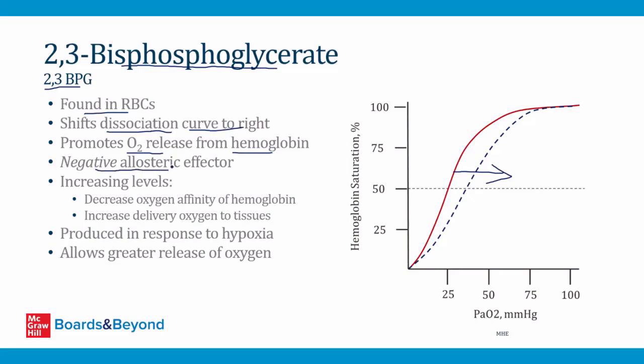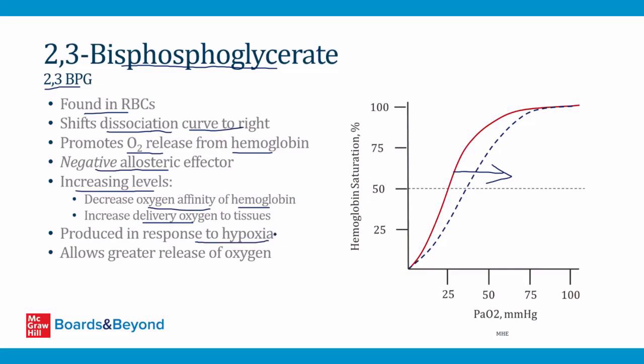We talked earlier about how hemoglobin is an allosteric protein, and oxygen, when it binds hemoglobin, has a positive allosteric effect. But 2,3-BPG has a negative allosteric effect because it promotes the release of oxygen molecules. So anytime the levels of 2,3-BPG inside the red cells go up, this is going to decrease the oxygen affinity of hemoglobin, and it's going to cause more oxygen to be released by hemoglobin and therefore more to be delivered into tissues. And so because 2,3-BPG promotes the release of oxygen into tissues, it's produced in response to hypoxia.